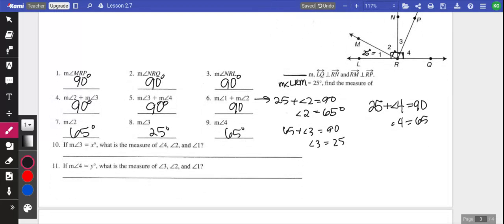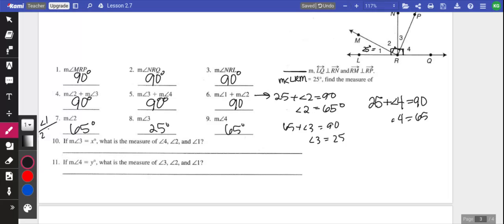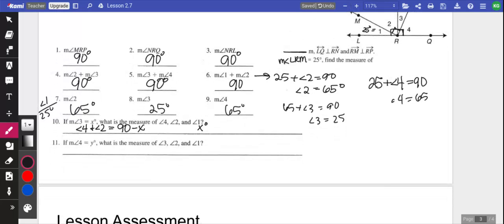So now knowing that, I know that angle 1 and angle 3 are always going to be the same. And then angle 2 and 4 are going to be the same, and they are the complement to 1 and 3. So if measure of angle 3 equals x, the measure of angle 1 would also be x. And the measure of angle 2 and angle 4 is going to be 90 minus x. If measure of angle 4 is y, measure of angle 2 would be y. And angle 3 and angle 1 are going to be 90 minus y.